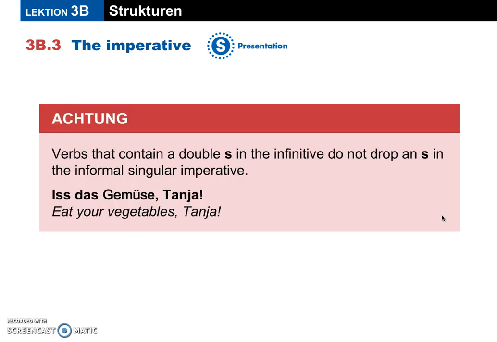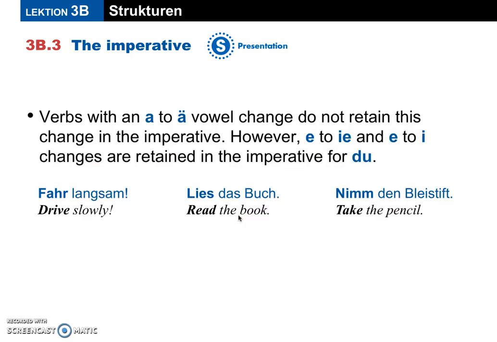Watch out! Verbs that contain a double S in the infinitive do not drop an S in the informal singular imperative, as illustrated with the verb essen. Iss das Gemüse, Tanja. Eat your vegetables, Tanja. Verbs with an A to A umlaut vowel change do not retain this change in the imperative, illustrated by fahr langsam.